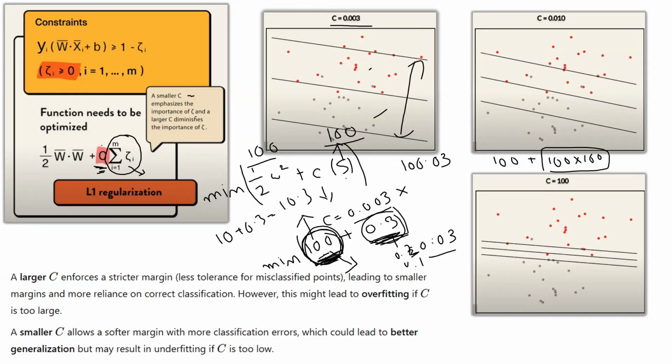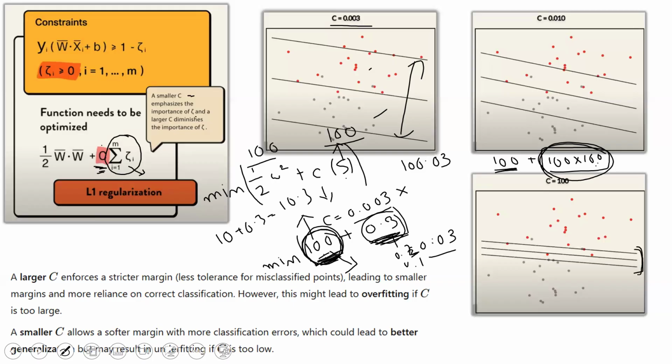Now if you look at this particular case, 100 plus 100 into 100, this value is too large, right? Now instead of minimizing this, it tries to minimize this particular value. That means it tries to reduce the slack. Reducing the slack means there is less emphasis given on margin. So it tries to drastically reduce the slack, and the margin will become less.